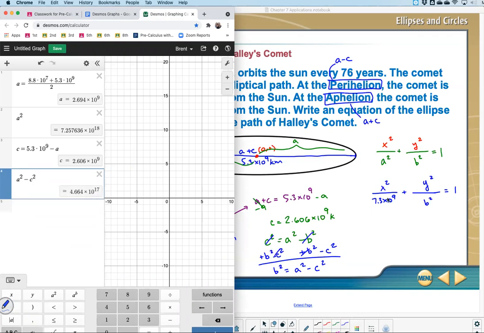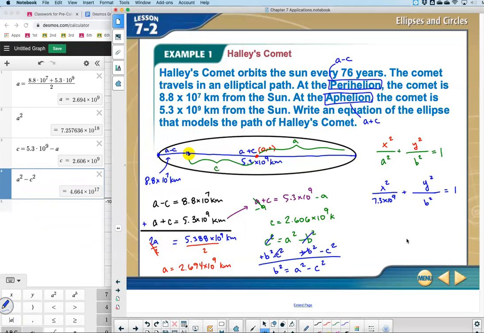The a squared was supposed to be to the 18th power. That's why I knew something was off when I saw the 9. I put the wrong power. That needs to be an 18. Sorry about that. 18 was our power for a squared. And then b squared we just found out is 4. I rounded last time to the nearest tenth, so let me do the same here. 4.7 times 10 to the 17th power. And again, this would all be in kilometers. And that's my equation.